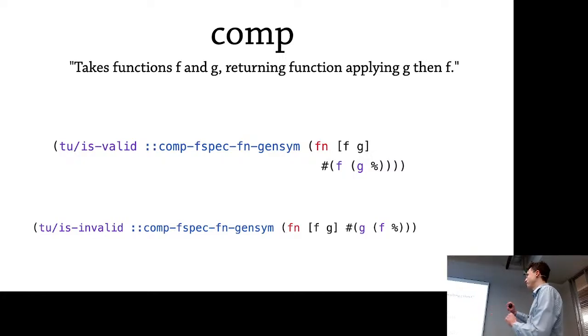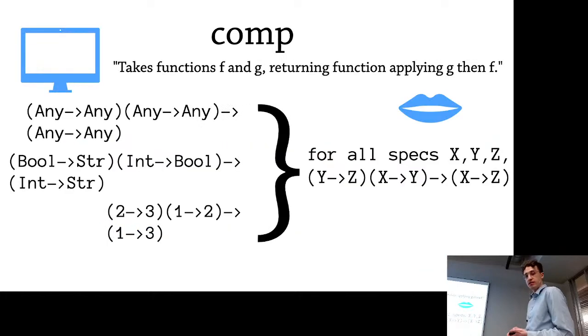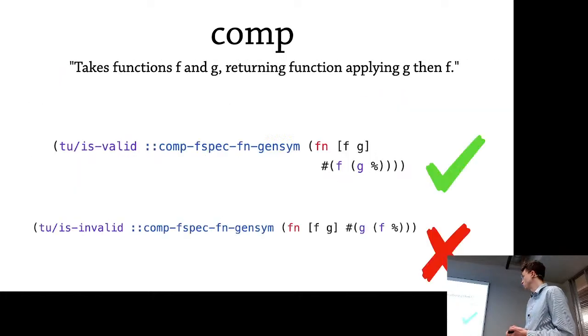So, okay, the spec says applies G then F. Well, this first one applies G and then applies F. It takes an F and a G and applies G then F. So this is good. And then this second one applies F and then G. And the computer says this is not a good implementation, and it'll give you a spec that this function should conform to, but doesn't.